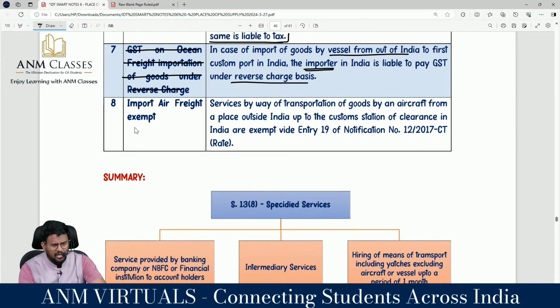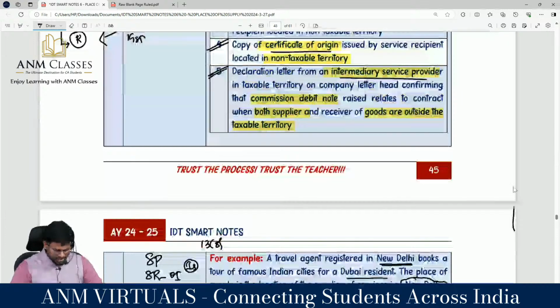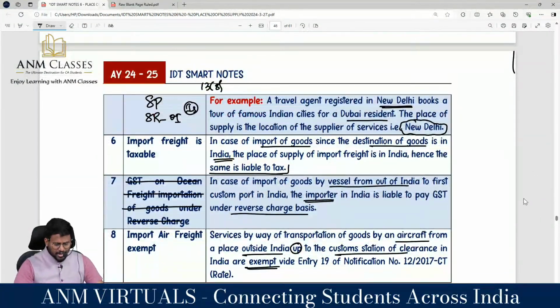This also we have learned, because transportation of goods by air from a place outside India till the customs station of clearance in India is exempted. Service by transportation of goods by aircraft from a place outside India up to the customs station of clearance in India is exempted, my dear lovable students. So, what is the one line summary? Why are we discussing all this here? Because these guys are acting as an intermediary, or they may be acting as transportation of goods.